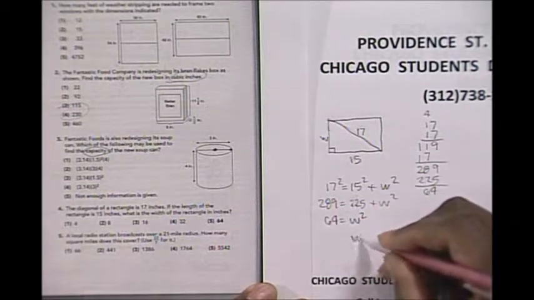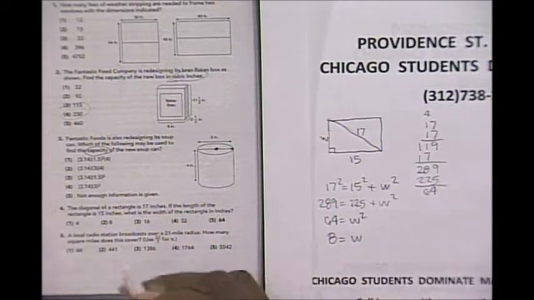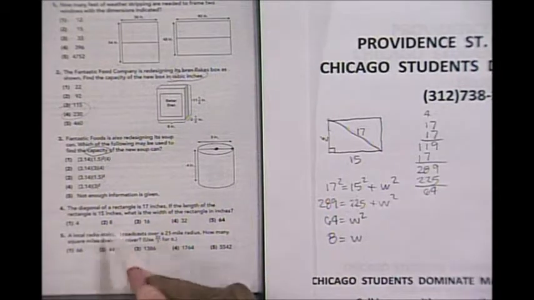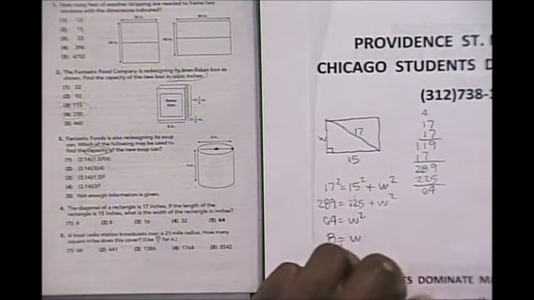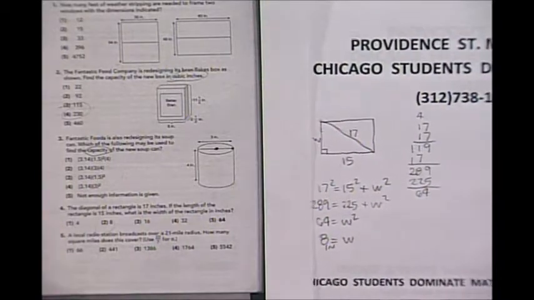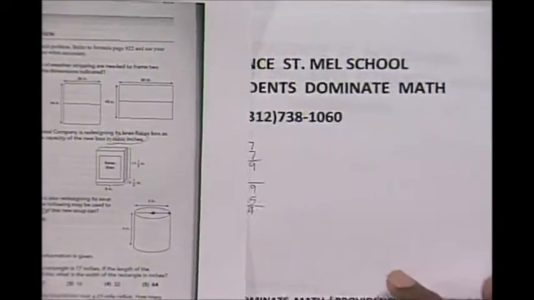You take the square root of both sides. You get W is 8. And that would be the answer you'd go for, which would be number 2. The width would be 8 inches. All right, so let's keep going. Try to get through as many problems as we can.